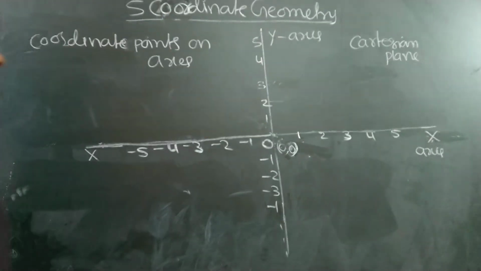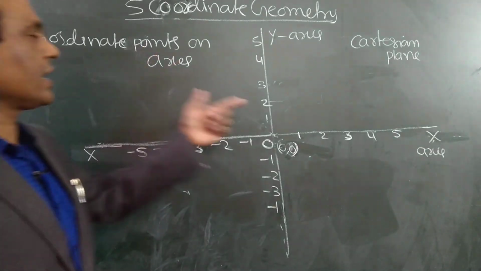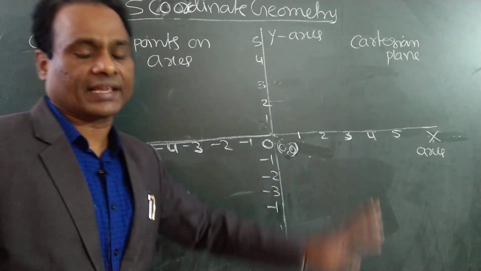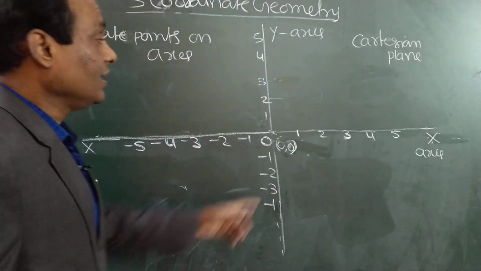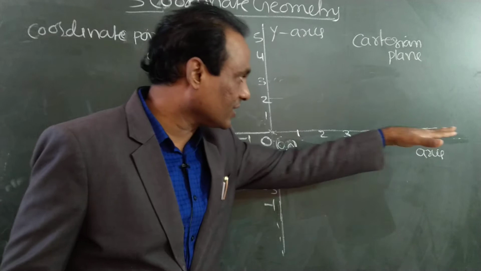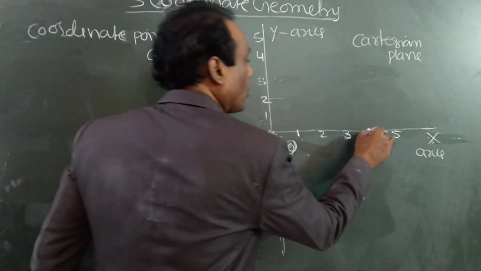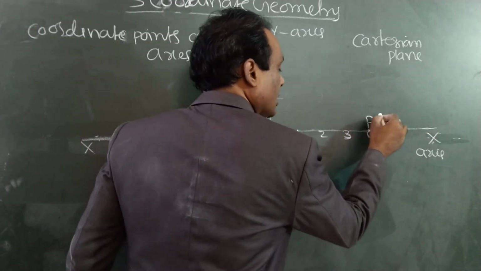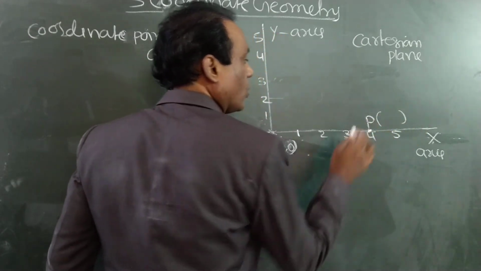Okay. So anyway, we studied about the coordinates, quadrants: first quadrant, second, third, fourth, like this. Now, every point will be having two values, x coordinate and y coordinate. Suppose if I want coordinates of this point P, what is x coordinate, what is y coordinate?